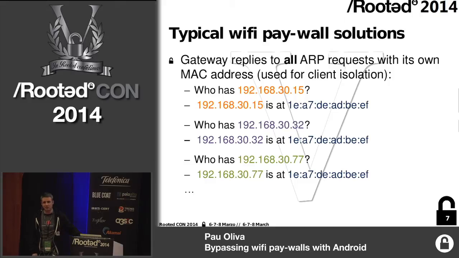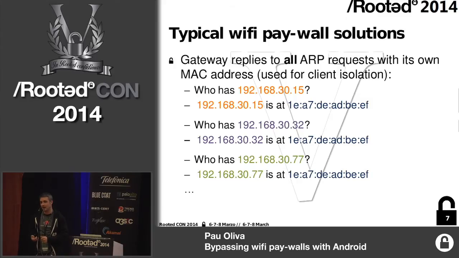Now, typical Wi-Fi functions. The gateway replies to all ARP requests with its own MAC address, used for client isolation to avoid communication between clients. When a client asks for the other client's MAC, the second client responds, and the router responds 3 to 4 times. So it fools the cache of the first client, and when you communicate with the other client, it's communicated through the router, not directly. Is it clear? If it's not clear, you can raise your hands, and I will explain again.